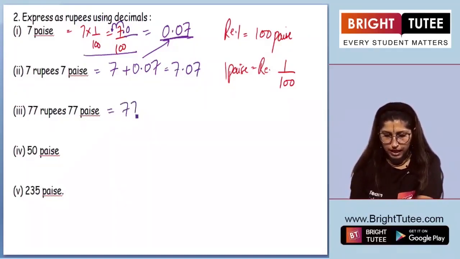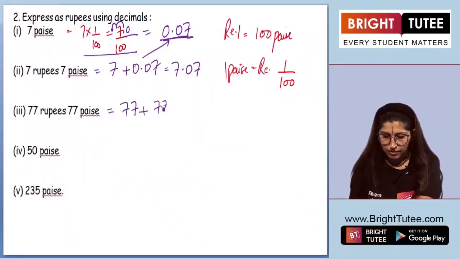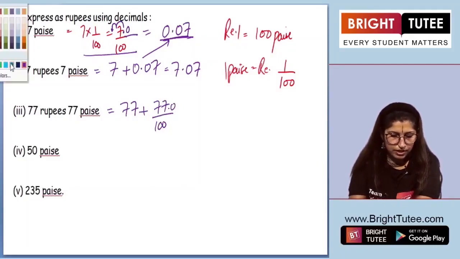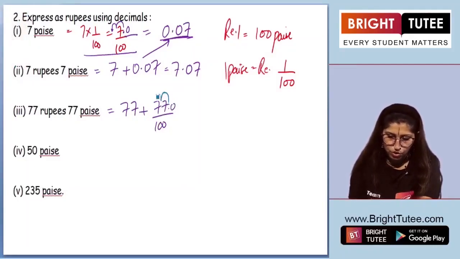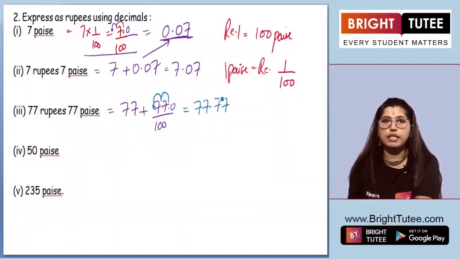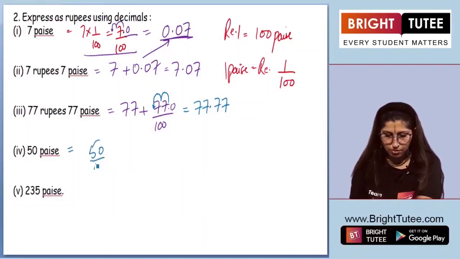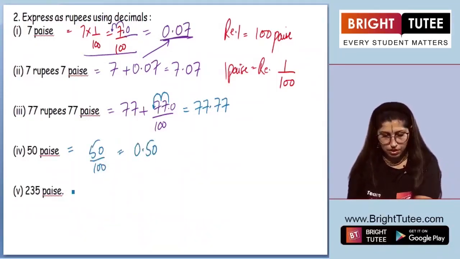Moving on to 77 rupees, 77 paise. 77 rupees will be as it is. If I'm talking about 77 paise, that will be 77 upon 100. Again, the decimal will be here only because we can't see any decimal. So moving 2 places to the left will be 0.77. Adding that up, we'll be getting 77.77. 50 paise, 50 upon 100, that means 0.50.